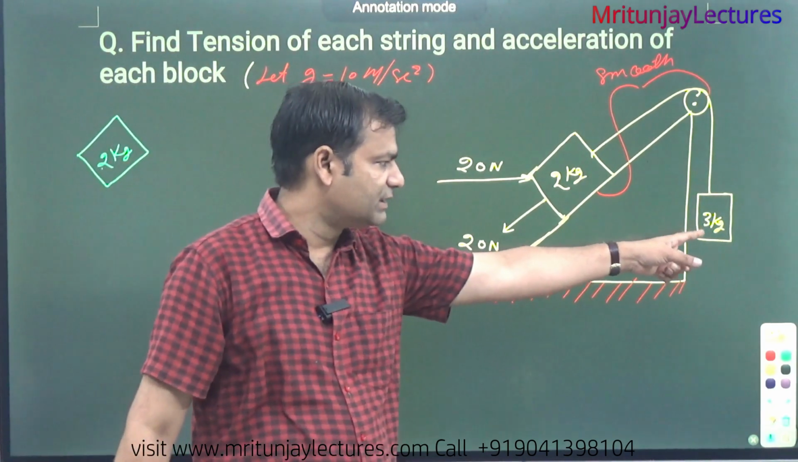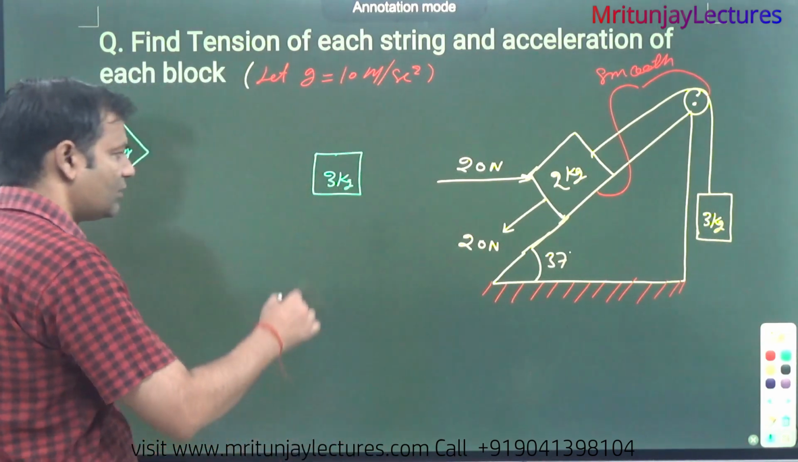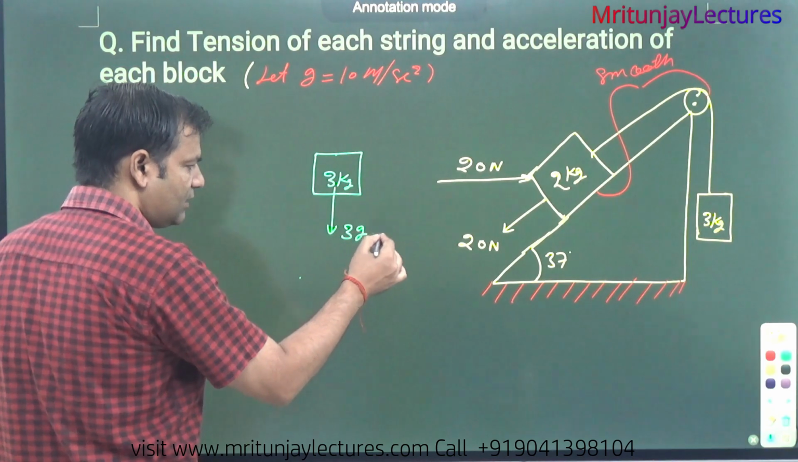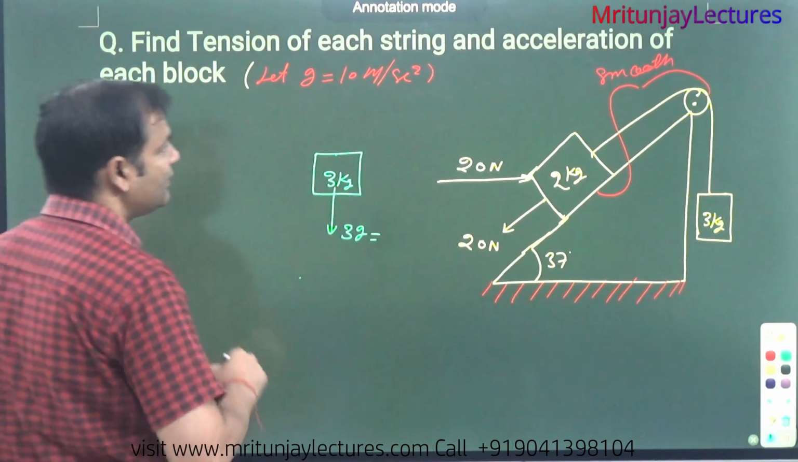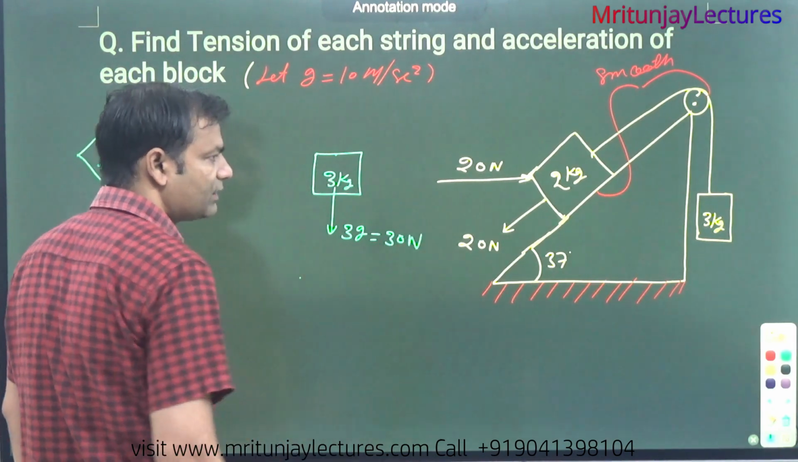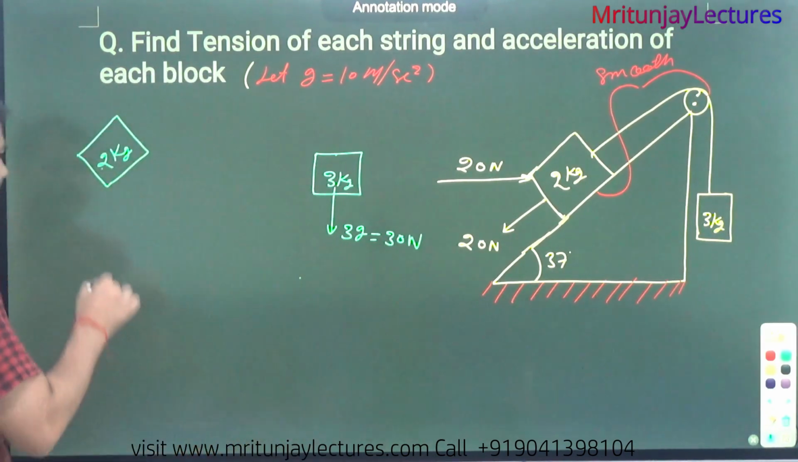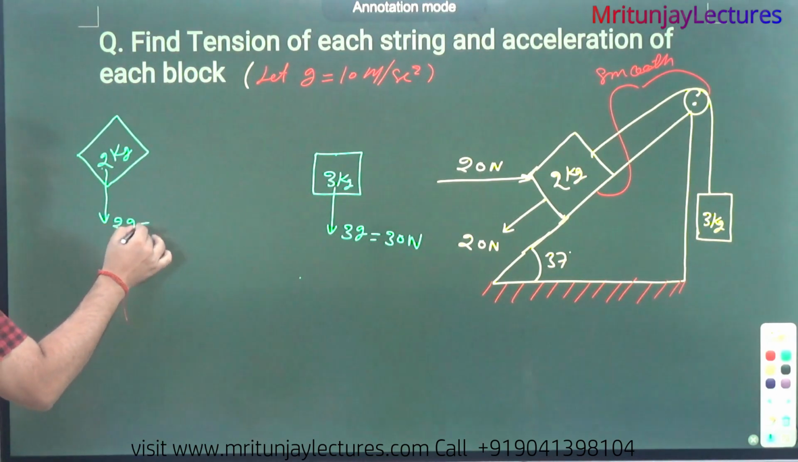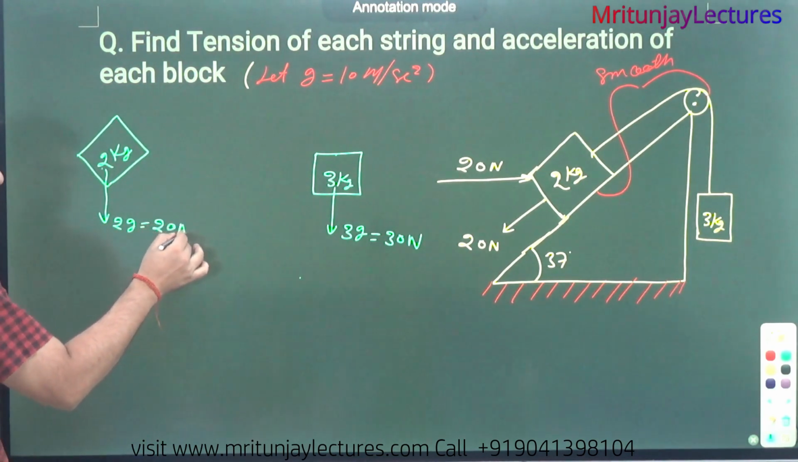The indirect contact force on the 3 kg block is which one? Downward. How much? 3 into G. In the corresponding question, G is taken as 10, so that is 30 Newton downward. Now look here, the indirect contact force is 2G, that is 20 Newton downward.